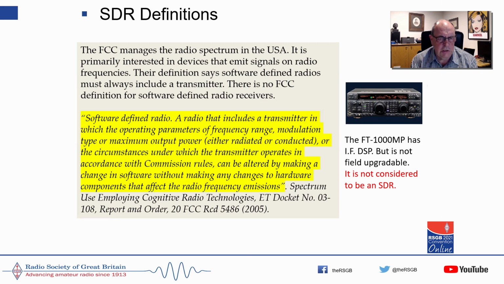Their definition says a software-defined radio is a radio that includes a transmitter in which the operating parameters of frequency range, modulation type, maximum output power, either radiated or conducted, or the circumstances under which the transmitter operates in accordance with the Commission rules can be altered by making a change in software without making any changes to the hardware components that affect the radio frequency emissions. So they're saying that has to be a transmitter.